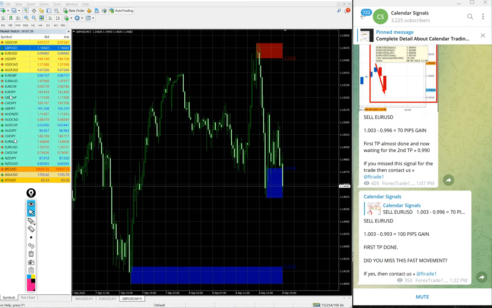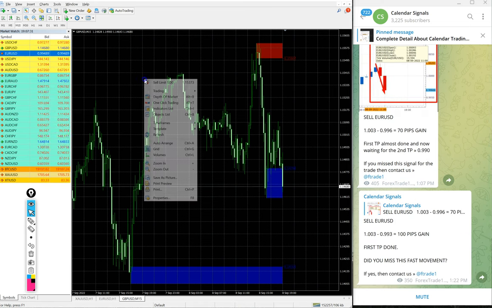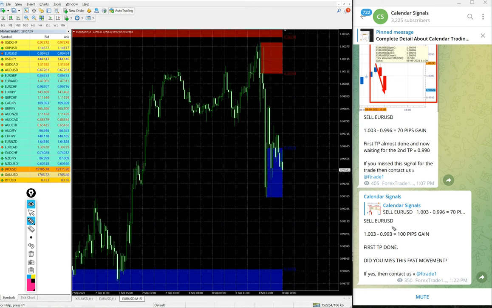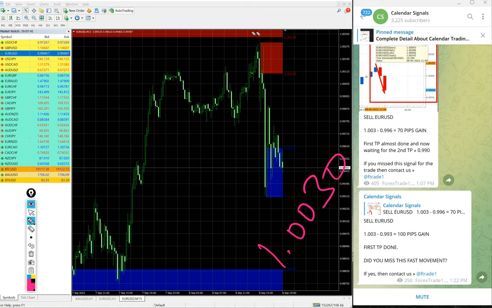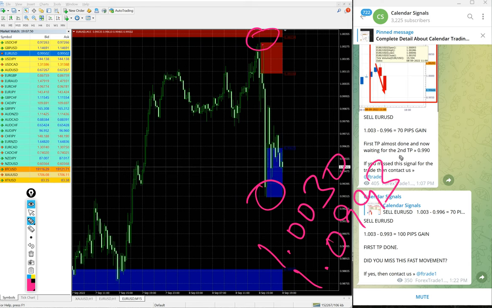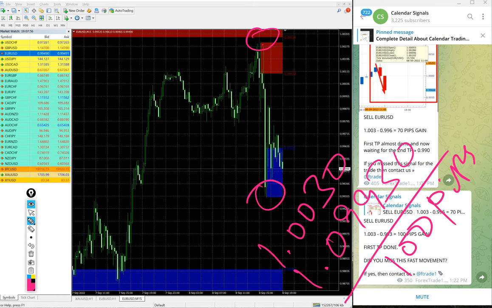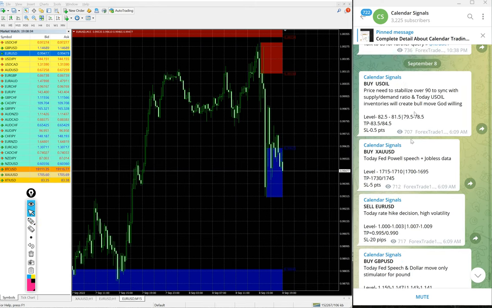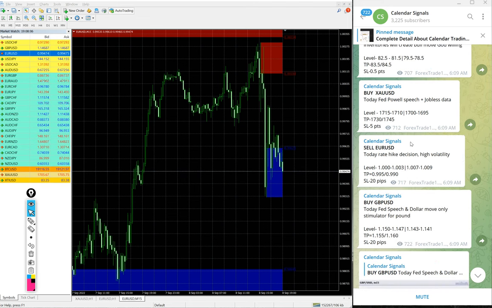And then EURUSD. Today's all four signals we posted on this channel, all four performed. We gave sell EURUSD entry at 1.0030, precise entry, and then from there the low traded 1.0993930. So 100 pips gain on the sell EURUSD signal. So today's four signals posted on the calendar signals channel, and all four signals performed good.